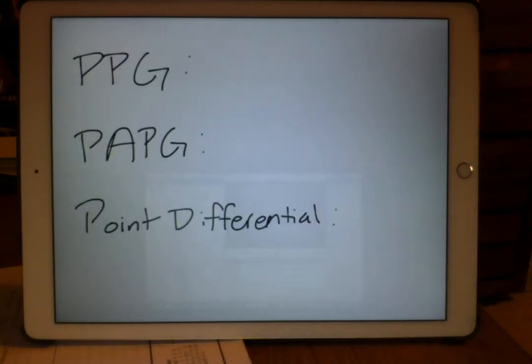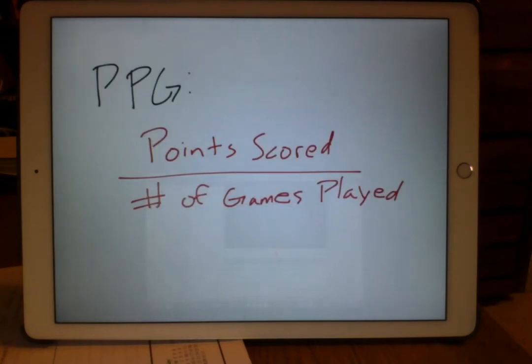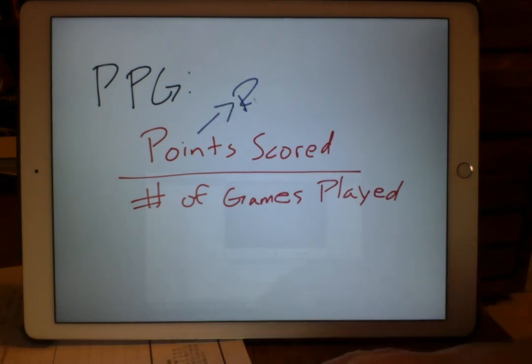Finally, we got a couple team statistics. This is kind of what you look at. This will easily tell you if a team's good or not. We'll start off at the beginning. Points per game is just points scored divided by number of games played. If we're talking baseball, it would be runs. Where the others go by points, baseball just goes by runs.